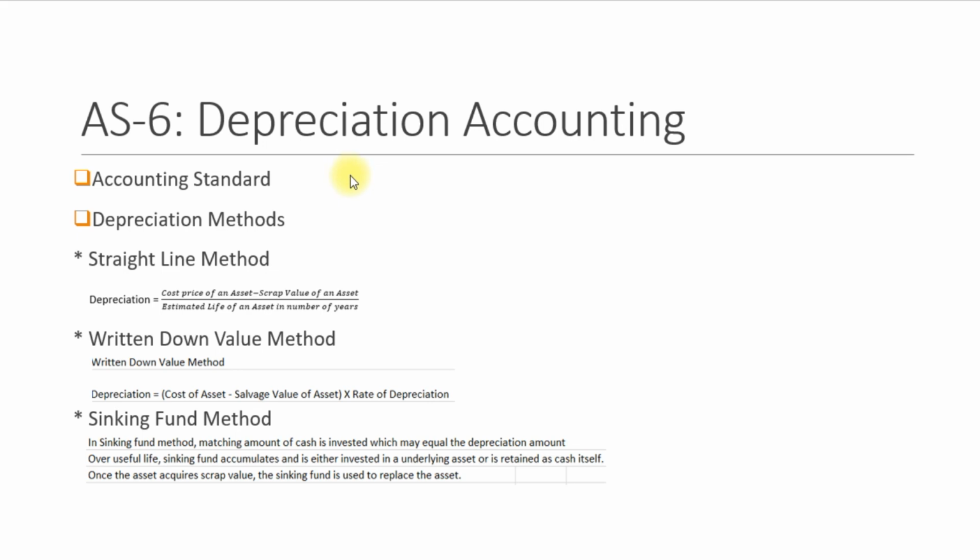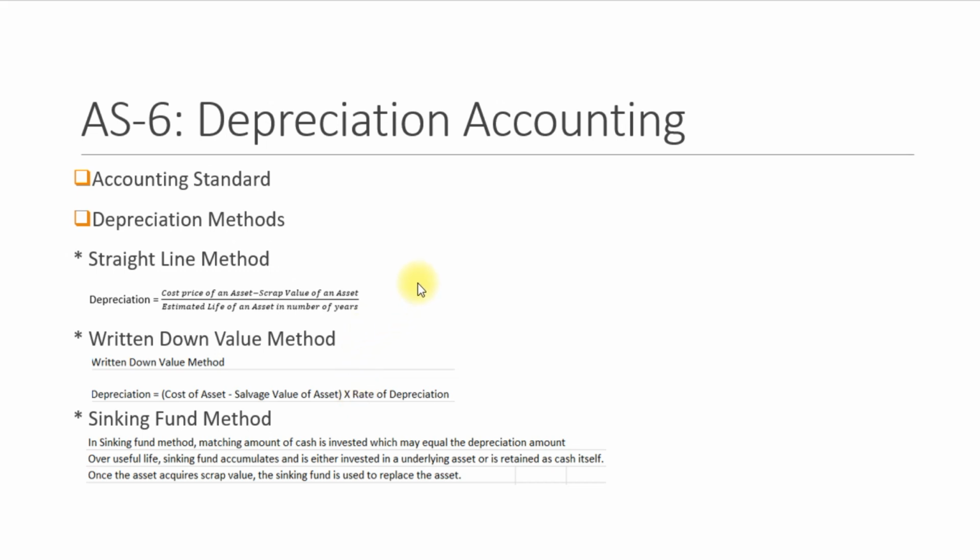Accounting Standard 6 Depreciation Accounting. So in this section we will talk about depreciation accounting. We'll touch base with what is accounting standard. We'll see what are the different types of depreciation methods, which may be straight line method, written down value method, or sinking fund method. We'll see an illustration or an example, and we will go through what each of these methods mean.